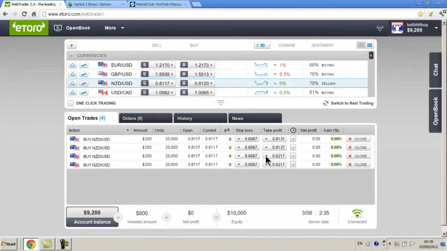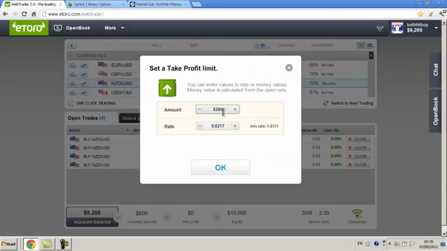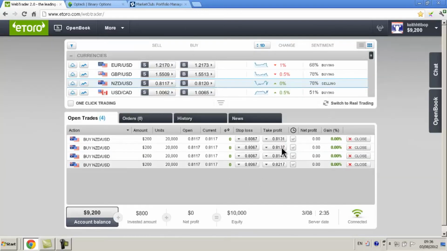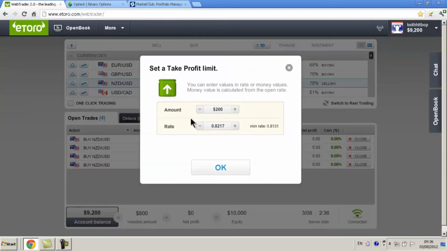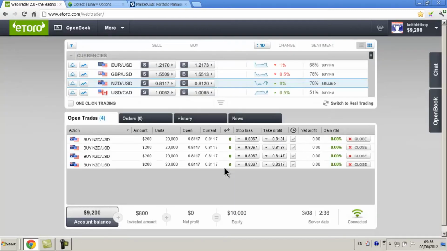And this one here I want to make $60. As soon as it hits those, it's going to close itself out. And then the last one we're going to leave as is, the full 200. So now we've got our trades on. We're actually going into profit here. It's moved up 2 pips, so it's actually covered our spread.